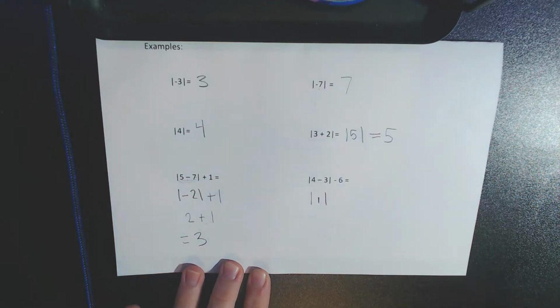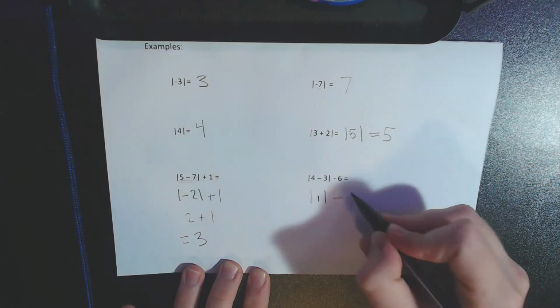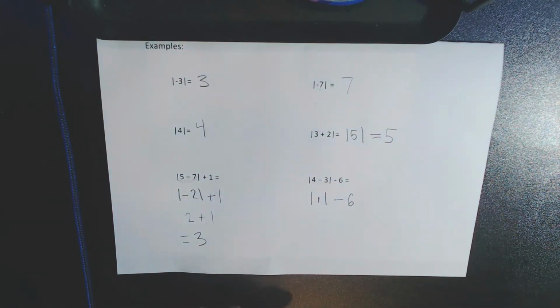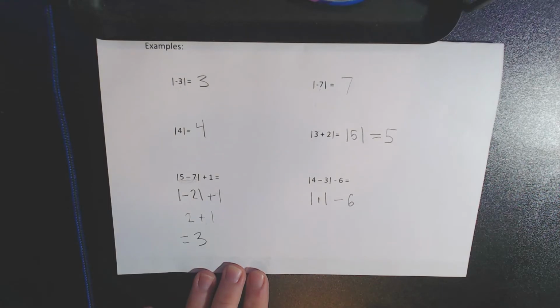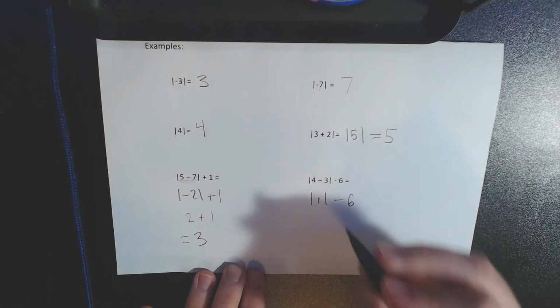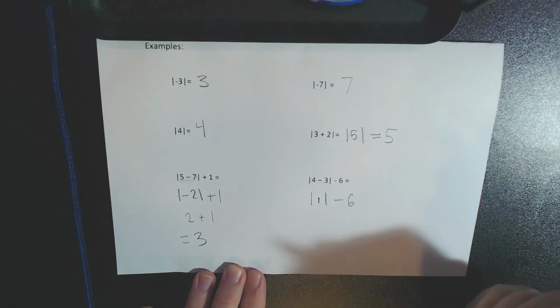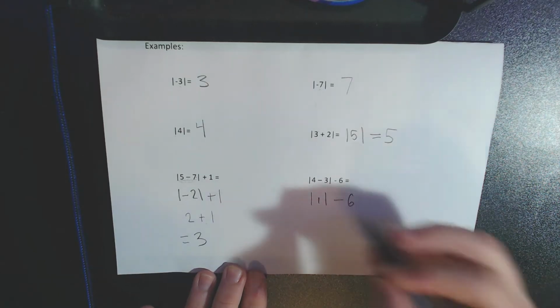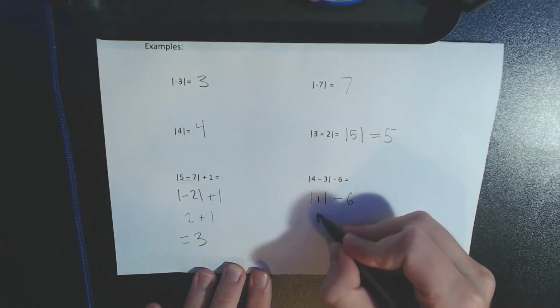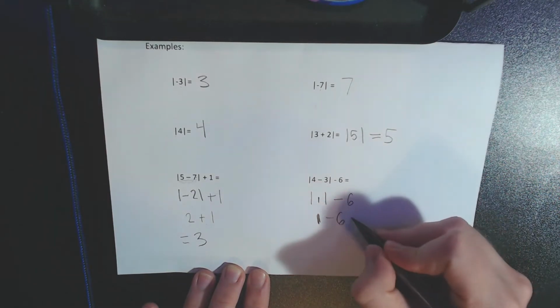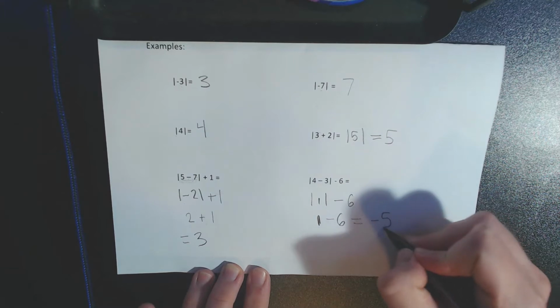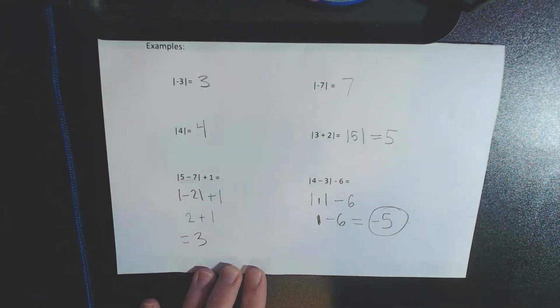Have to draw those kind of funky. That's a 1 inside of absolute values. Okay. And now the absolute values are only around the 1, so we're just going to do absolute value on that. We're going to do absolute value of positive 1. What does that give us? It's just positive 1 still. And then subtract 6, we get negative 5. Okay, so that would be our answer there.